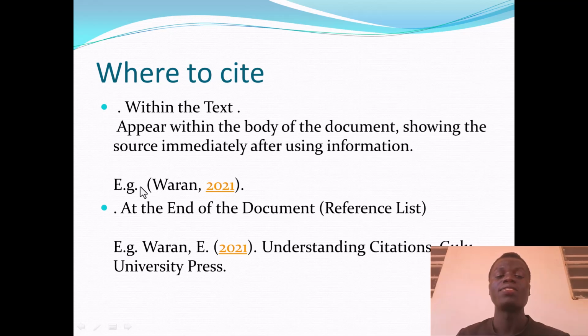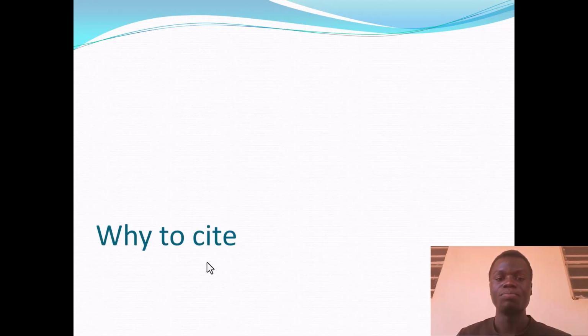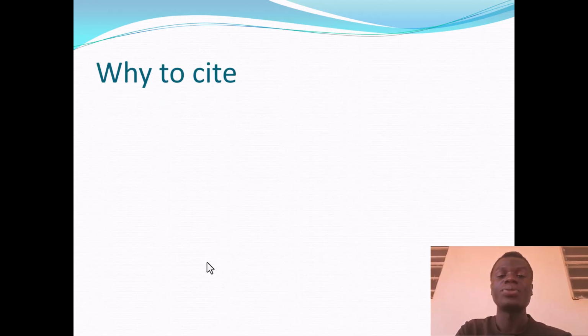You can't only cite by writing the name or the year. This one is used when you're citing within the text. But for this case, at the end of the text or the reference list, you're going to include all the necessary information that is being required. Therefore, let us quickly go to the next item, and that is why to cite.